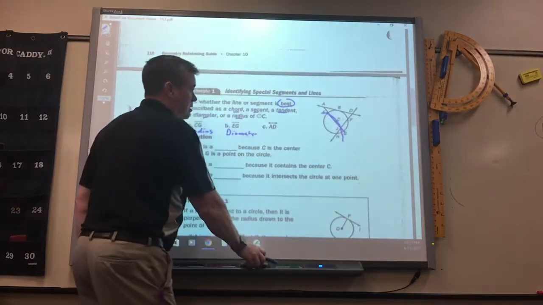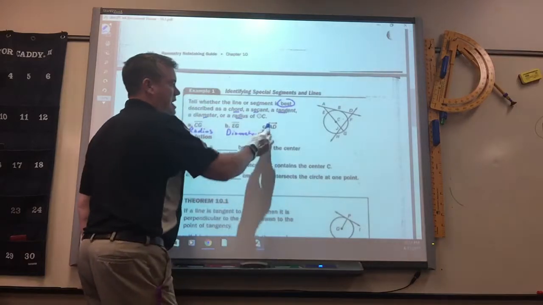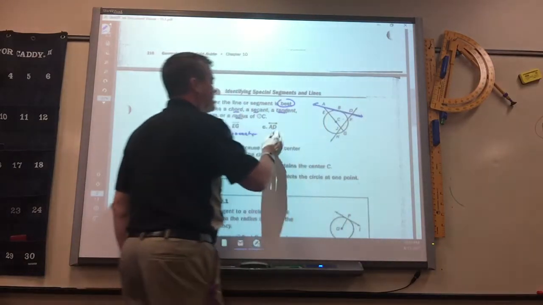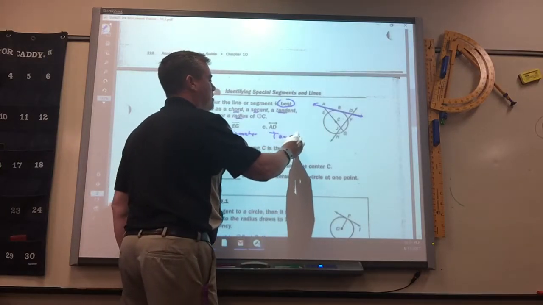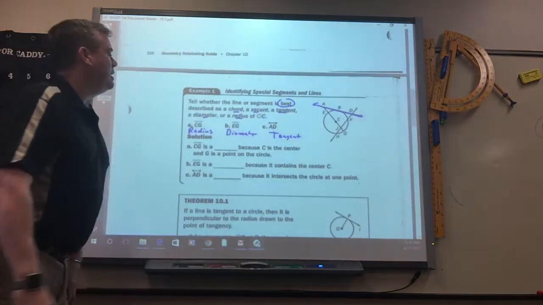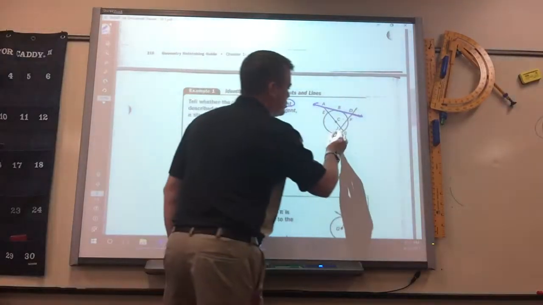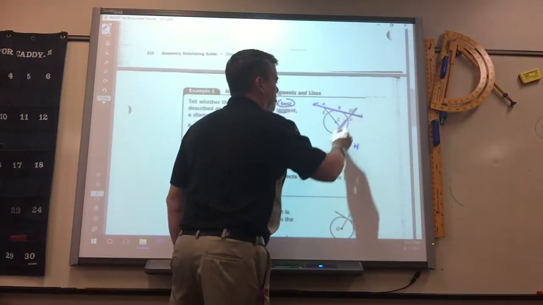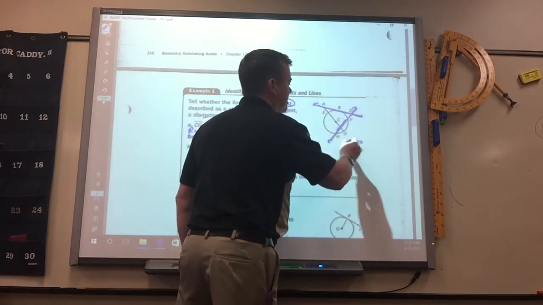Now, if you look at here, this has a line, so it's line AD. That's a tangent. If they asked for a chord, this would be a chord. FH is a chord, but then if they put the line above it, that's a secant.